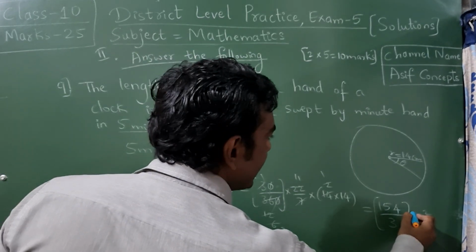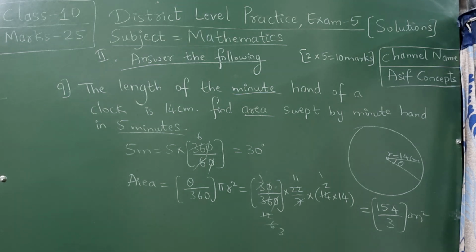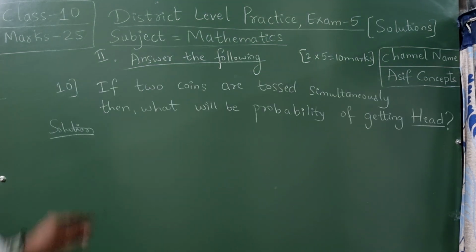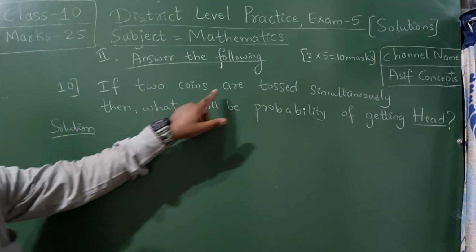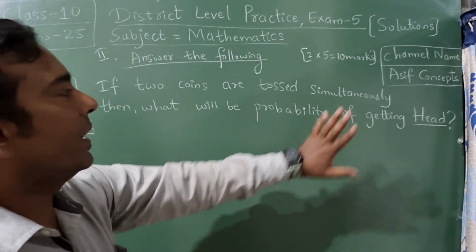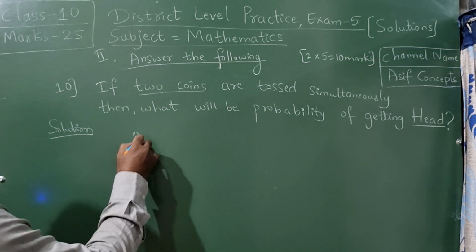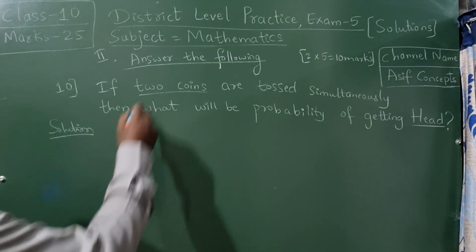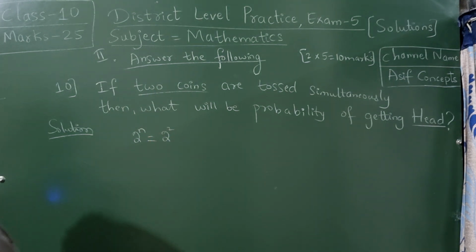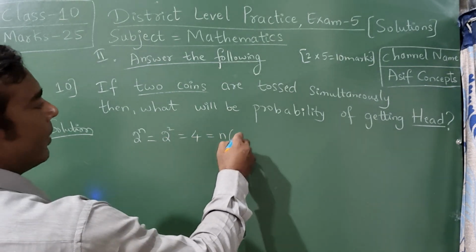Sorry, it is in centimeter, so you should write 154 by 3 centimeter square. Now the next question is, if 2 coins are tossed simultaneously, then what will be the probability of getting head? So how many coins are there? 2 coins. So the formula is 2 raised to n. So 2 coins means it is 2 raised to 2. So how much? 4. This is your number of outcomes.